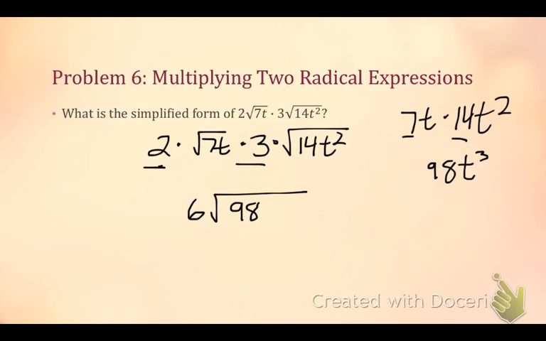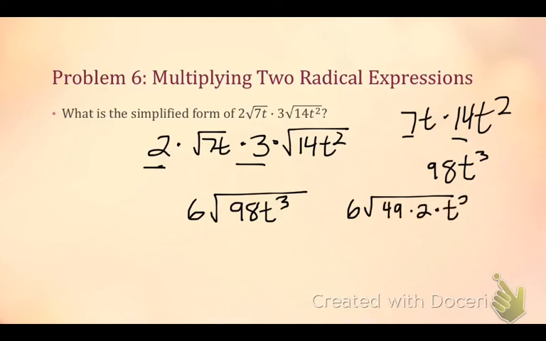So now I have this. However, this is not my most simplified form. So I'm looking at what I can divide 98 by that will give me a perfect square root. 98 divided by 2 is actually 49. So now I've got 6, the square root of 49 times 2.